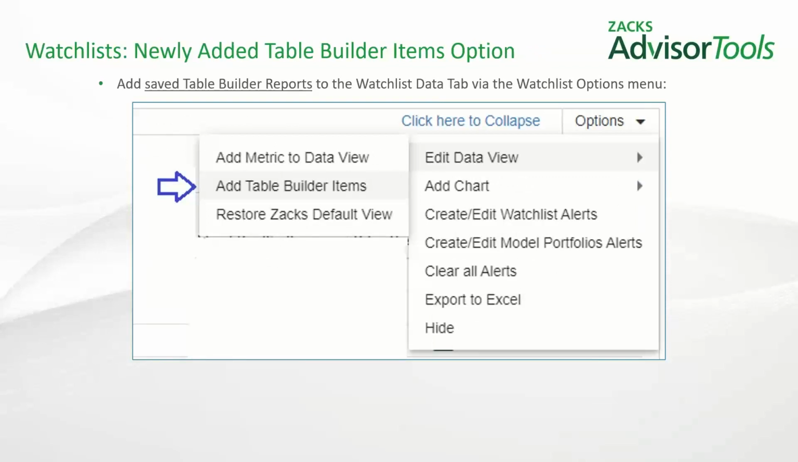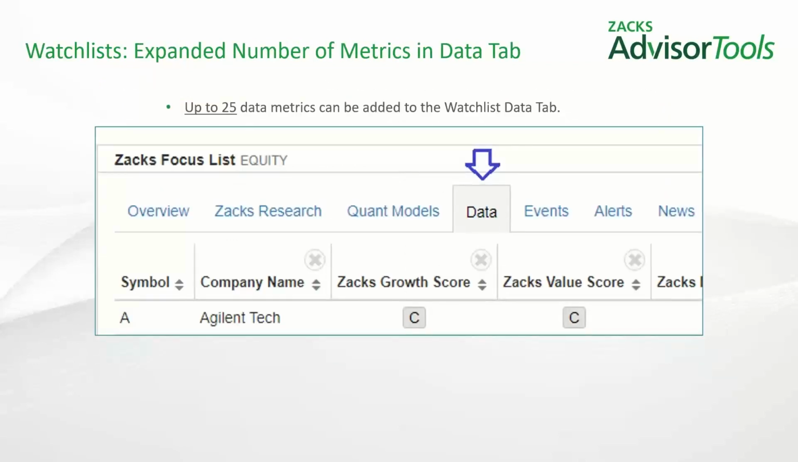For watch list, saved table builder reports can be added to the watch list Data tab. You can add saved table builder reports to the watch list Data tab via the watch list options menu. In addition to saved table builder reports, there's an expanded number of metrics allowed in the Data tab. You can now add up to 25 data metrics to the watch list Data tab.